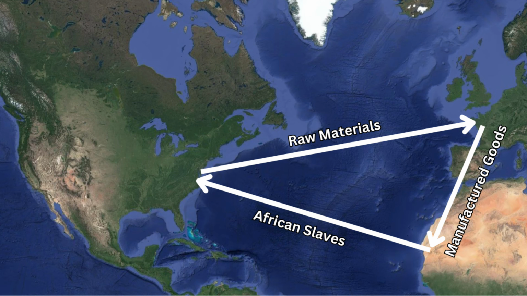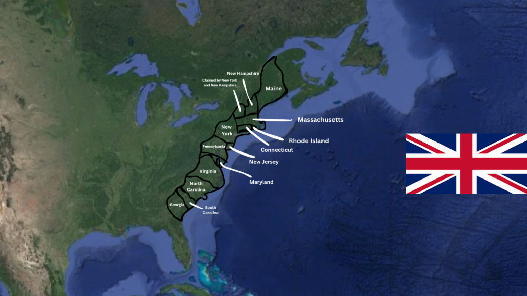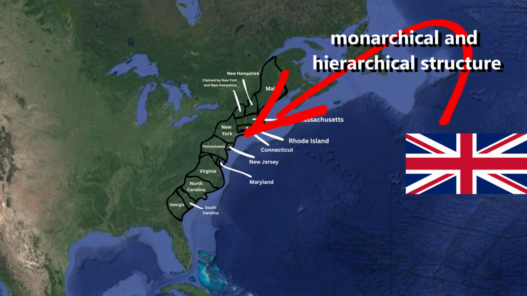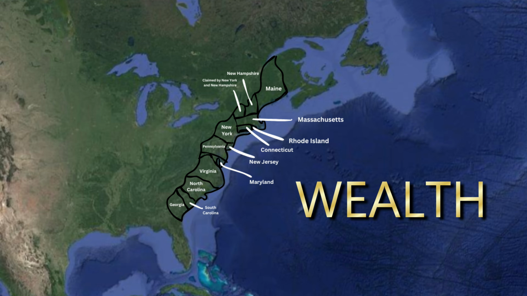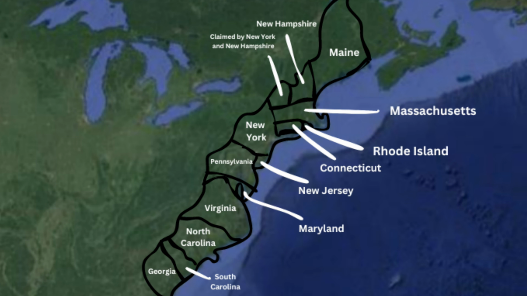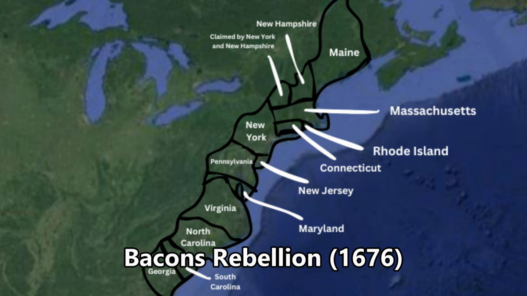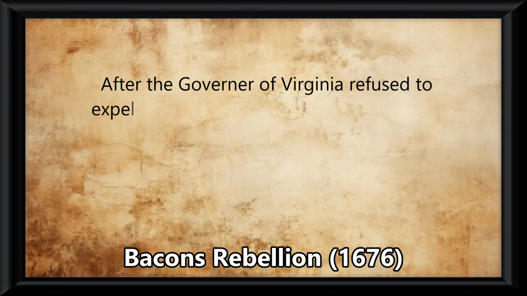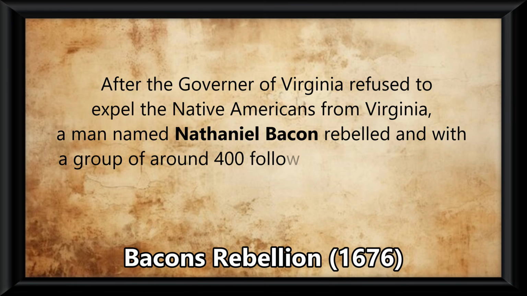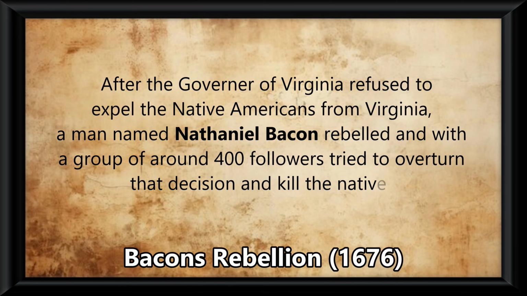This trade would also cause diseases like smallpox to be spread to the New World and syphilis to be spread to Europe. Meanwhile, in North American colonies, the British government continuously attempted to incorporate their monarchical and hierarchical structure in the colonies for the point of earning the most wealth, which would inevitably receive pushback from the colonists and the American Indians, with one such example being Bacon's Rebellion, where after the governor of Virginia refused to expel the Native Americans from Virginia, a man named Nathaniel Bacon rebelled and with a group of around 400 followers tried to overturn that decision and kill the natives.